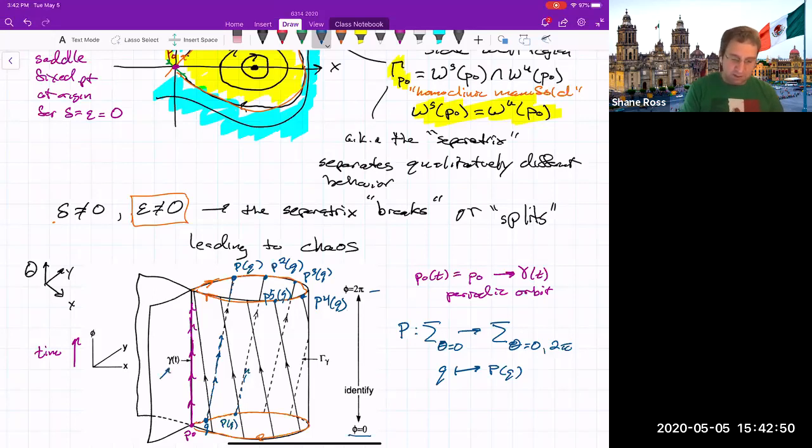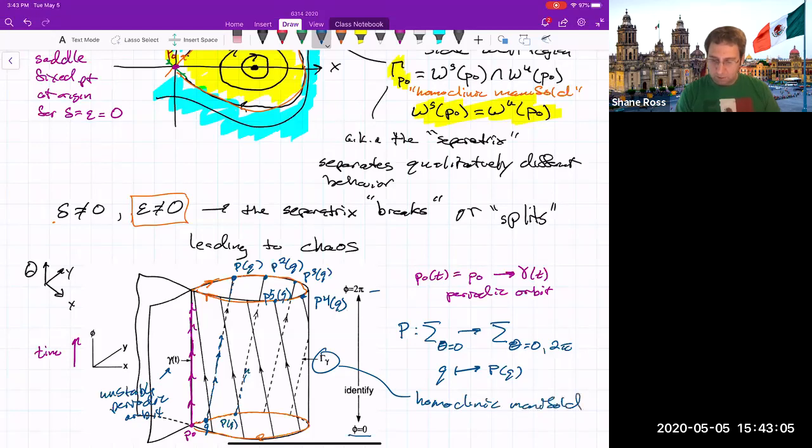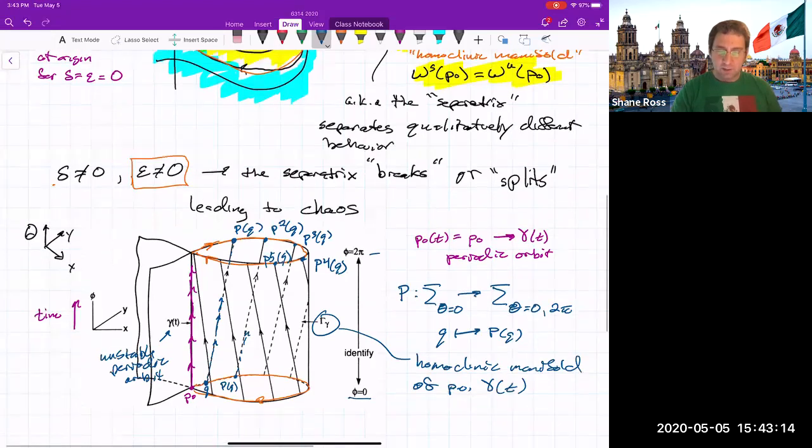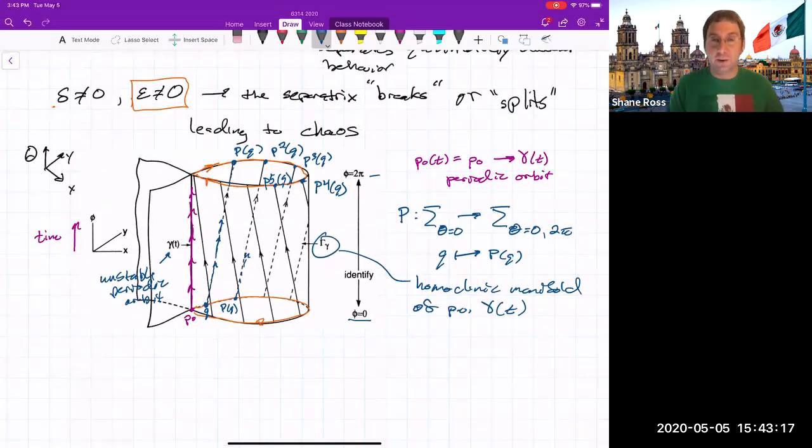So this is an unstable periodic orbit. And what we're showing, this sheet, is the homoclinic manifold of the periodic orbit. All right. This is with no forcing turned on. When forcing is turned on, this surface will split.